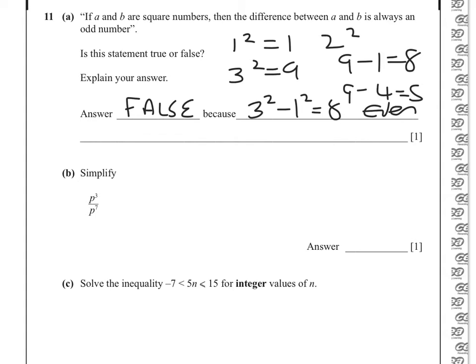Simplify p cubed over p to the 7. Whenever we're dividing, we subtract the power, so that's p to the power minus 4, or 1 over p to the power 4.